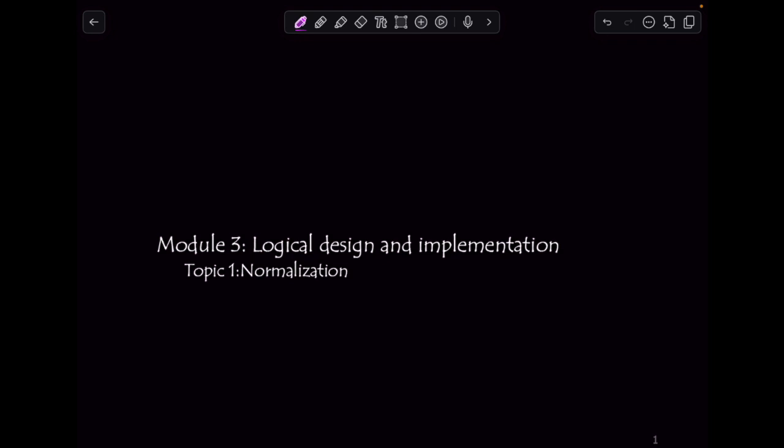So let's talk about normalization in the following two topics, topic 1 and topic 2. In topic 1, I will explain all the concepts and I will use one example. In topic 2, we will apply what we have learned in topic 1 using a little bit different examples.